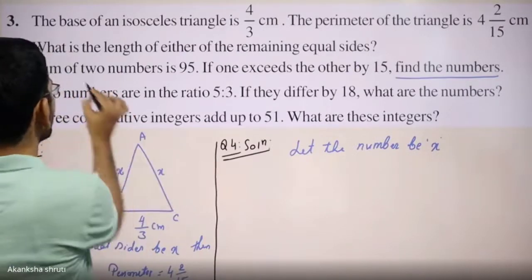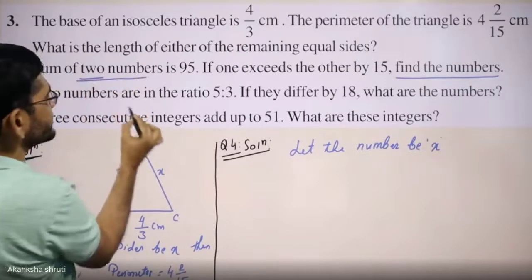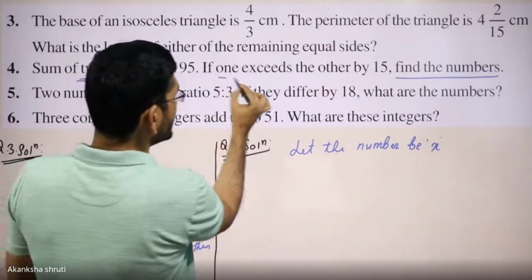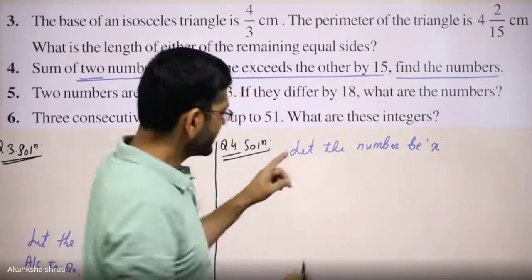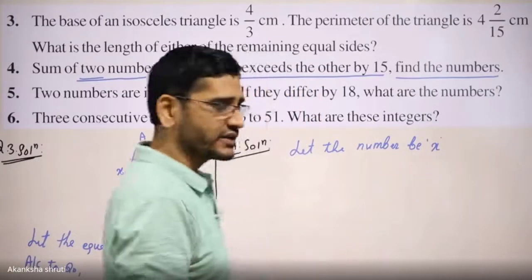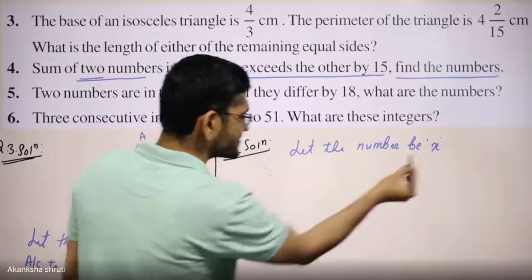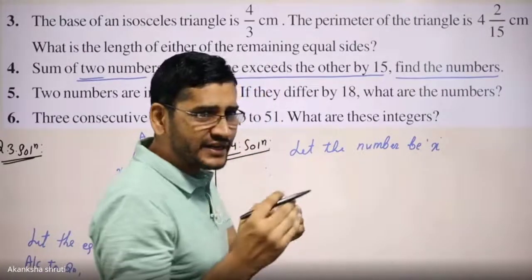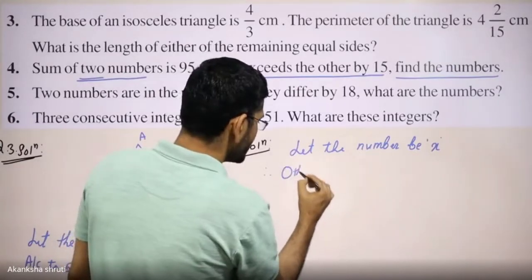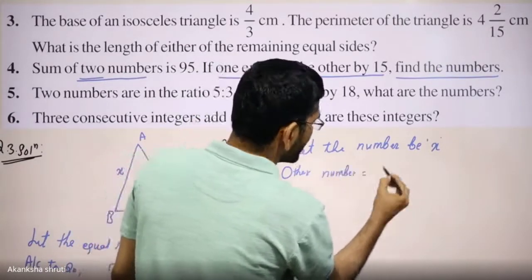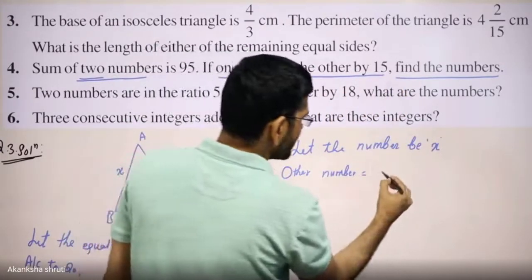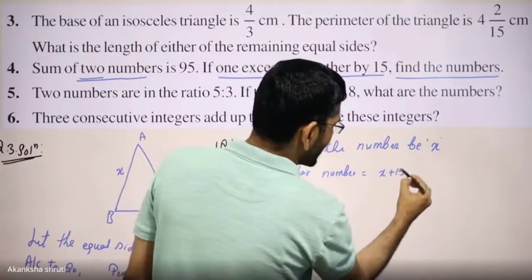Sum of two numbers means the two numbers you have to determine. Their sum is 95. But it is given that one number exceeds the other by 15. Here you have assumed one number as x. What is the other number? The other number exceeds this x. Exceeds simply means greater than. Therefore, the other number will be 15 more than this number. So it will be x plus 15, that much only.